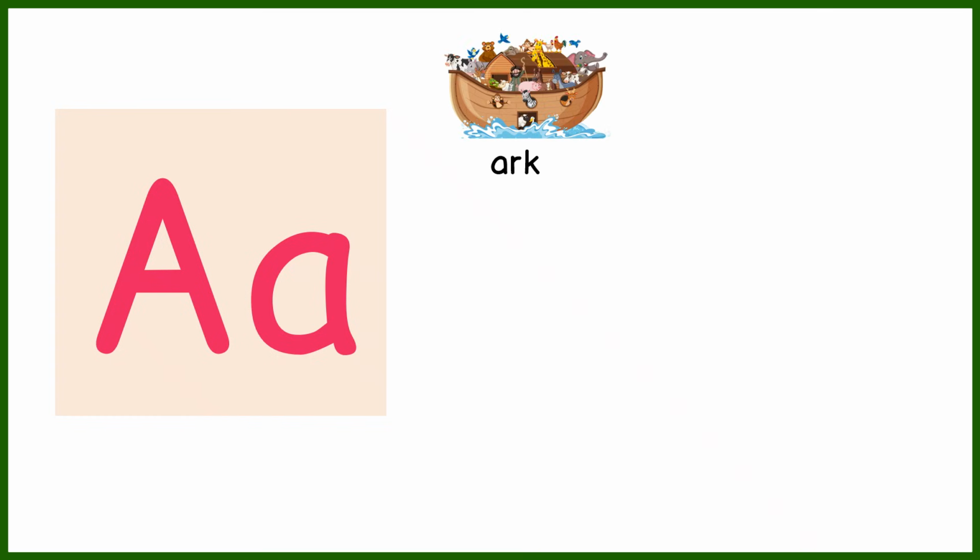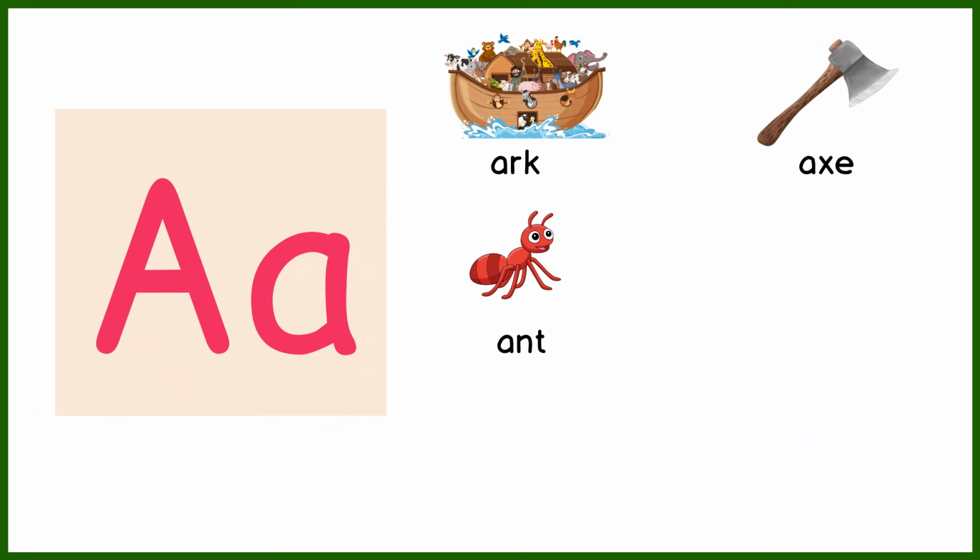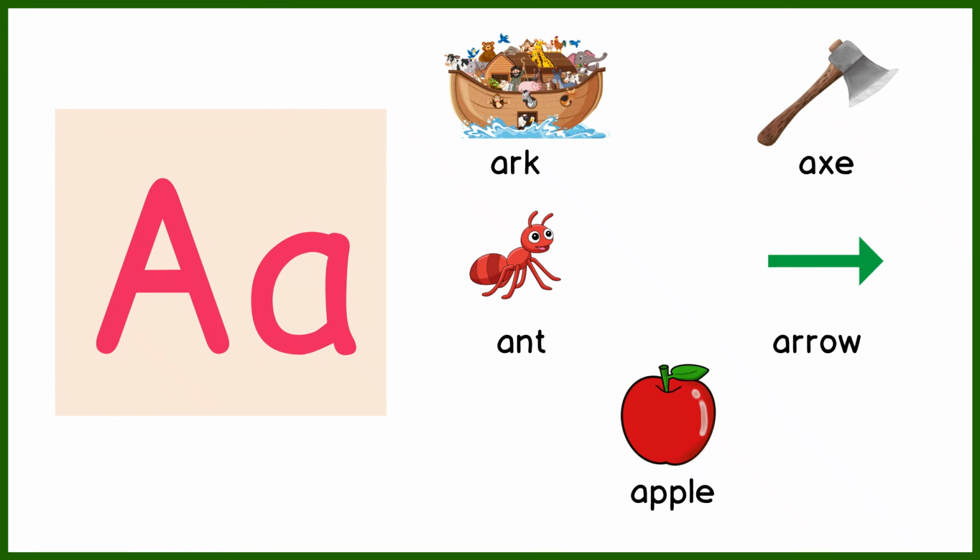Children, this is vowel A. The sound is A. Say A. A is for, let's read, arc. A. Axe. A. Ant. A. Arrow. A. Apple. A.